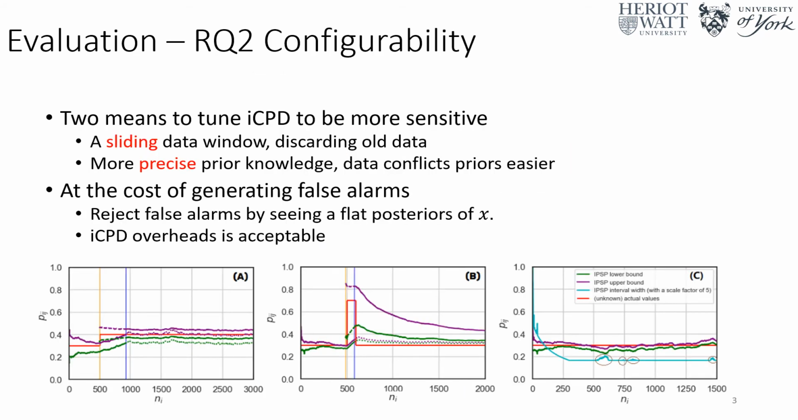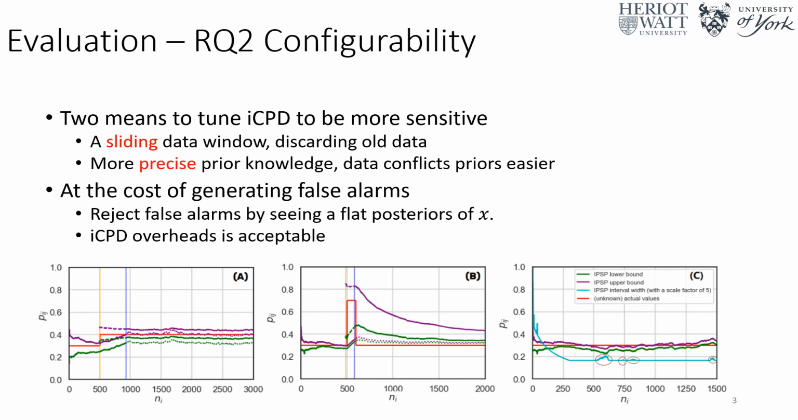Essentially, we have 2 means to configure the iCPD approach to be most sensitive to subtle changes. First, we can add a sliding window to the data stream so that we can discard the old data and put more weight on the new data. We can see that by doing this, now the small step change is captured in the first figure below. Alternatively, we can use relatively more precise prior knowledge, because the newly collected data conflicts more easily with the more precise prior knowledge. And by doing this, we see now in the middle figure, the quick recovery change is captured.